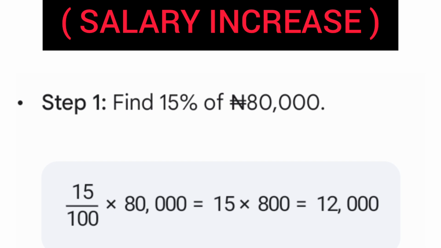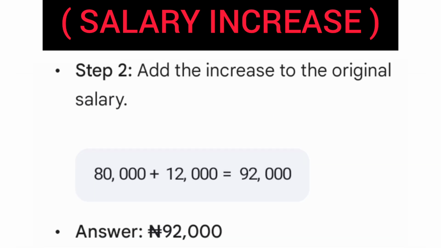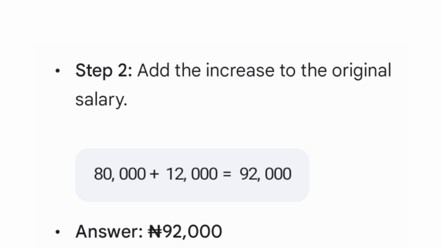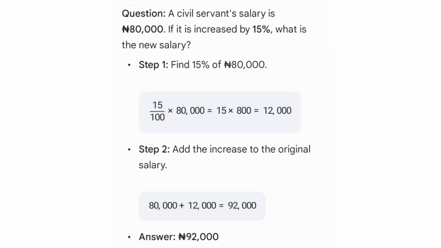That means 12,000 is the money that you are going to add to his previous salary, which is 80,000 naira. So step 2 now is for us to add the increase to the original salary. The original salary is 80,000, while the increase is 12,000. When we add it, we are going to have 92,000 naira.